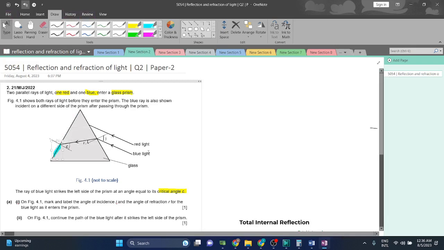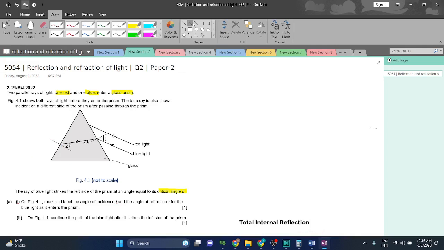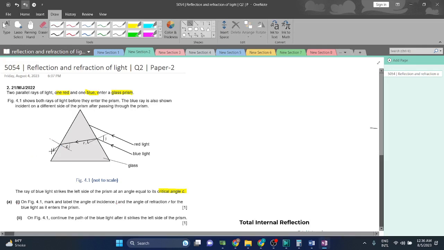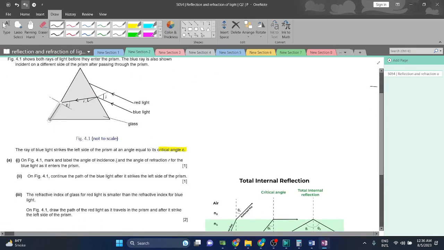ठीक है ना? Originally जो लाइट का path है, it was gonna be this, right? Originally it was gonna be this. But since it is moving away from the normal, it is gonna be इधर को जाएगी critical angle because it's 90 degrees to the normal. So yeah, that is it for that part.